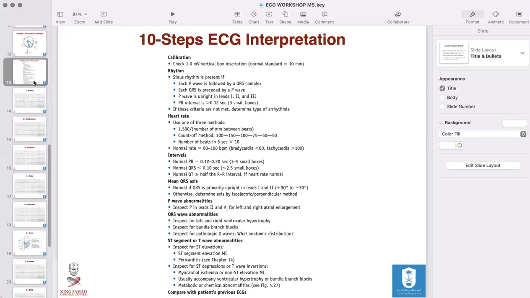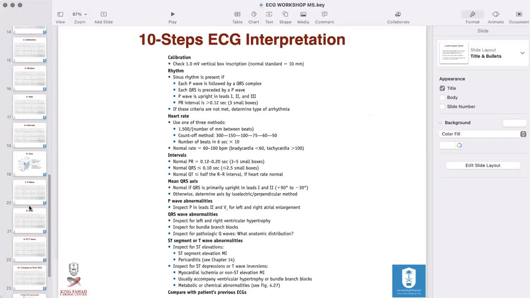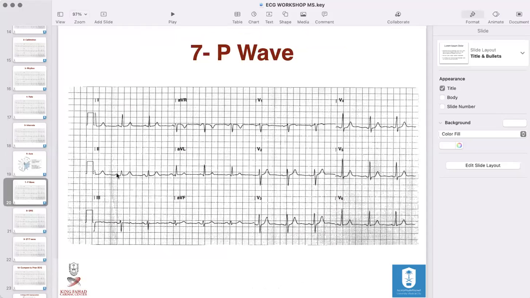So after we did name, calibration, rhythm, heart rate, intervals, and axis, next we're going to look at the abnormalities, okay? So in the P wave abnormalities, we're going to look at the P wave in lead 2 and V1.